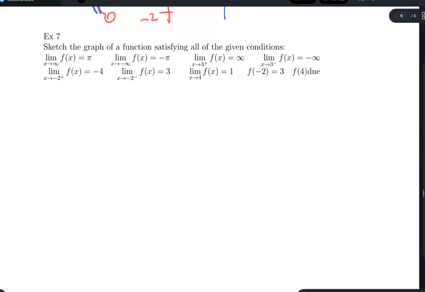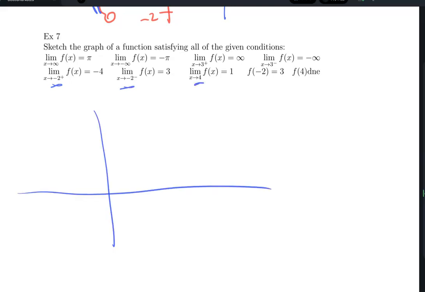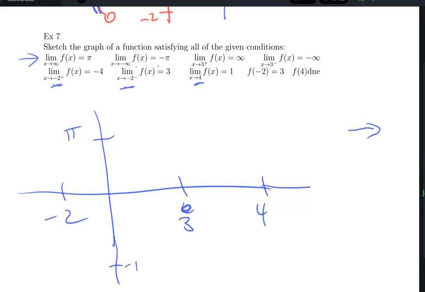So again, scope out the x values. So I've got -2, 4, and 3. Okay, -2. And look how much space I'm leaving. Whoops, 3 and 4. I'm leaving so much space in between, so I have room to work, right? So as x goes to infinity, the y values are going to pi, way out here. Going to negative infinity, the y values are going to -pi, so way down here. Then, so I got those two taken care of.